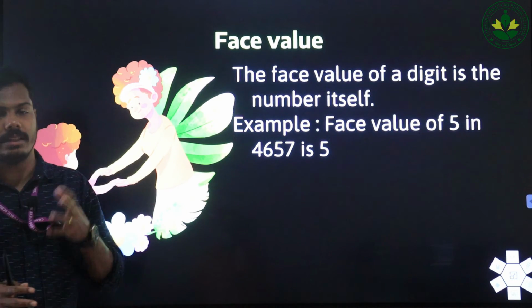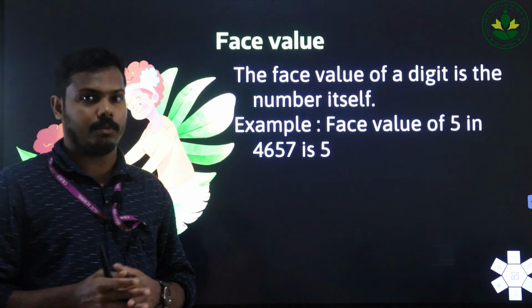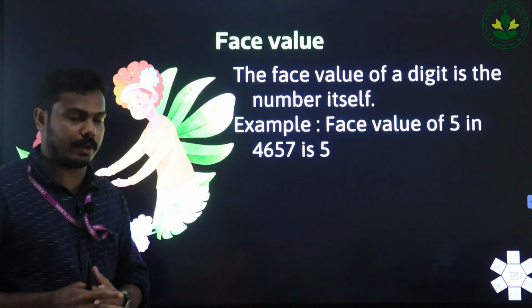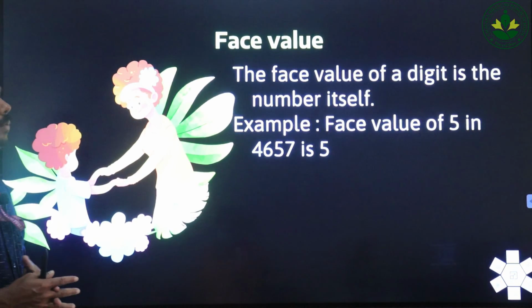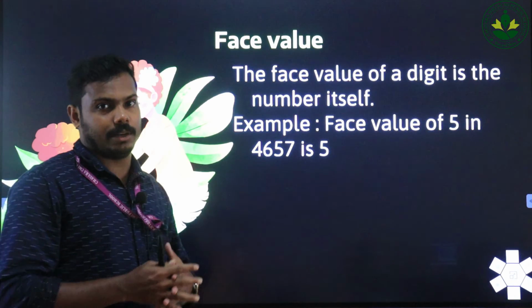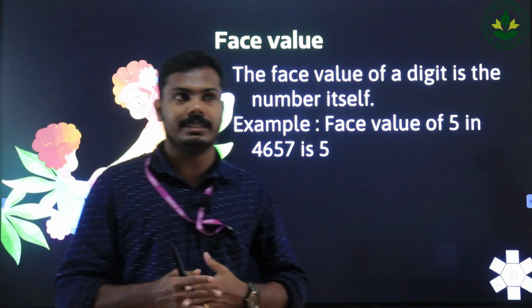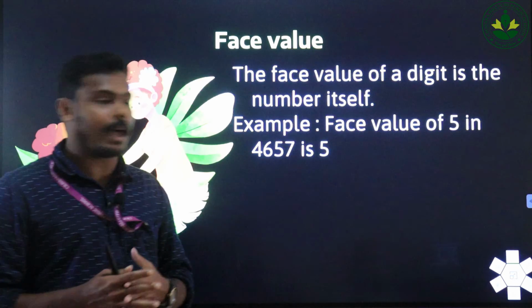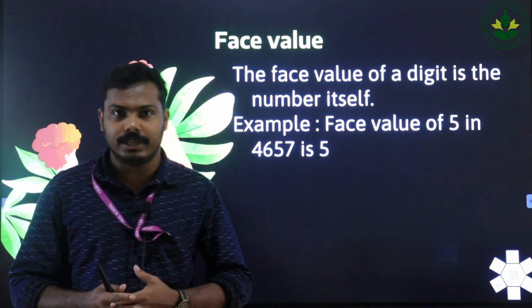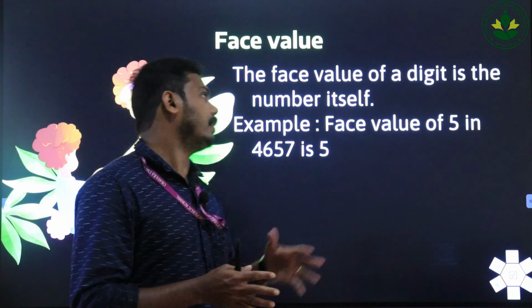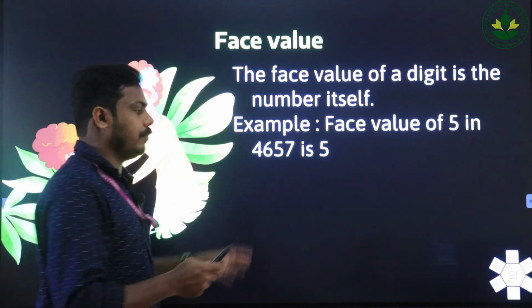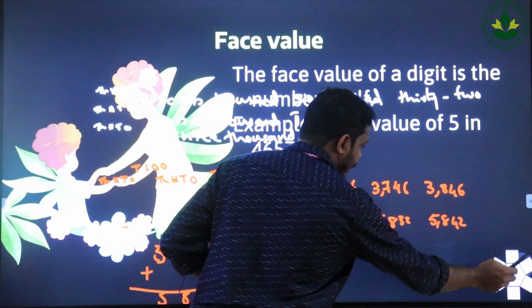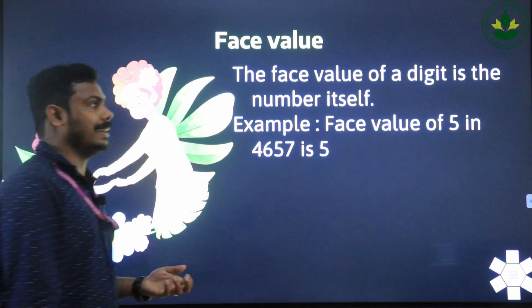Next one, that is the face value of a digit in a number. The face value of a digit is the number itself. For example, the face value of 5 in 4657 is 5. The face value of a digit in a number is the digit itself.